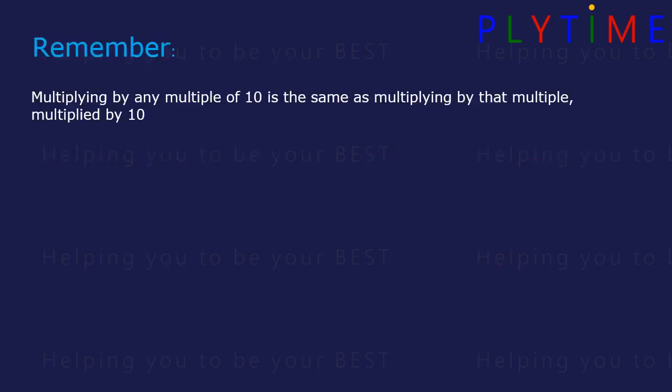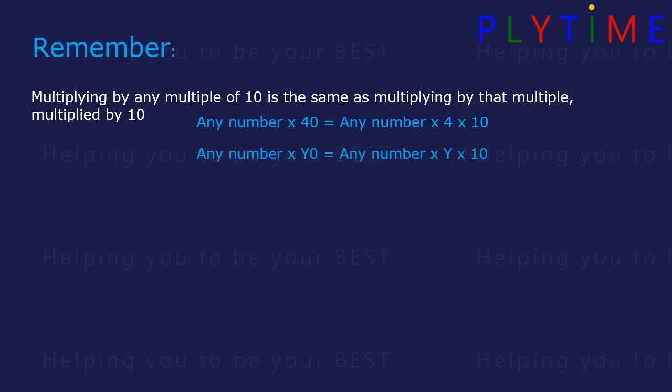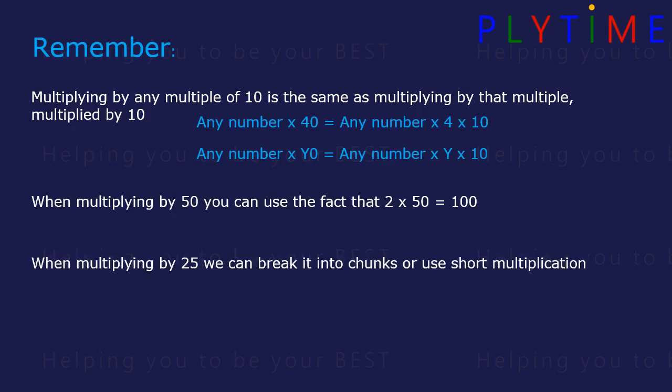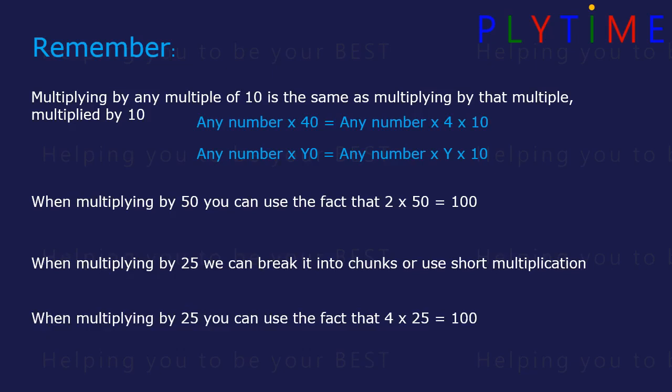Remember, multiplying by any multiple of 10 is the same as multiplying by that multiple multiplied by 10. Any number times 40 would be any number times 4 times 10. Or any number times y with a 0 equals any number times y times 10. When multiplying by 50, you can use the fact that 2 times 50 equals 100. When multiplying by 25, we could break it into chunks, or we could use our short multiplication. Or we could use the fact that 4 times 25 equals 100.